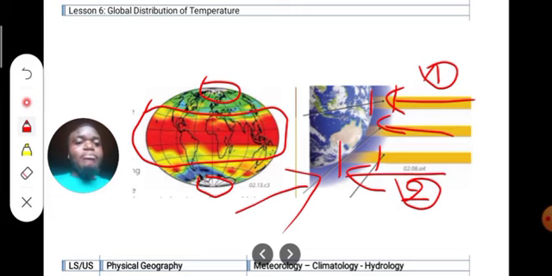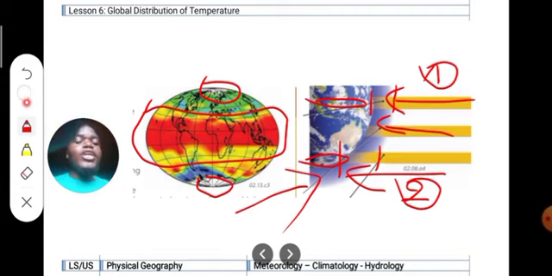Meanwhile, because the sun ray has to cover a longer distance over the poles, it reaches the Earth's surface when it is already weak, when it has given out much of its heat and there is little or nothing left to heat the Earth considerably. That is why the equatorial regions of the world are hotter than the polar regions of the world.